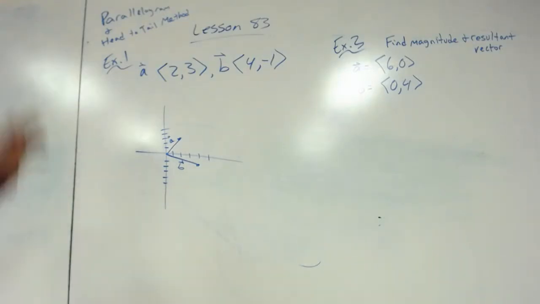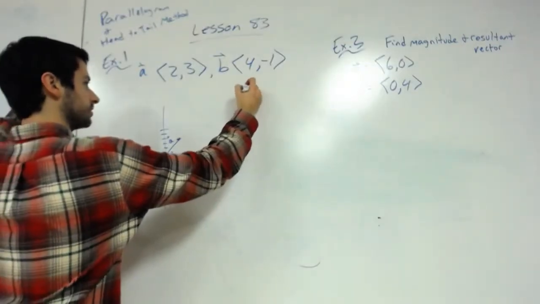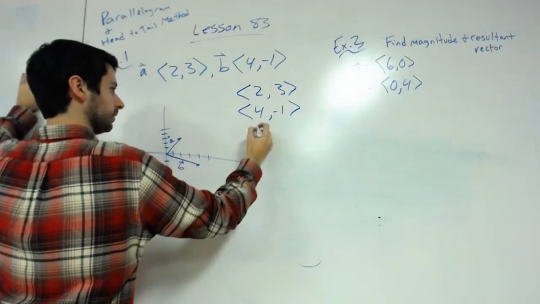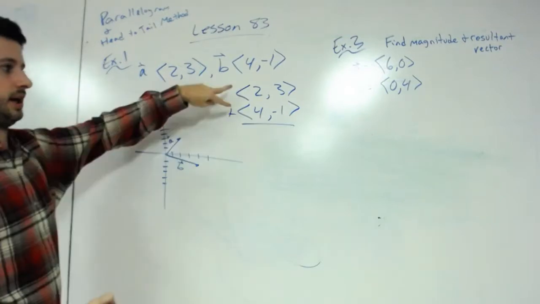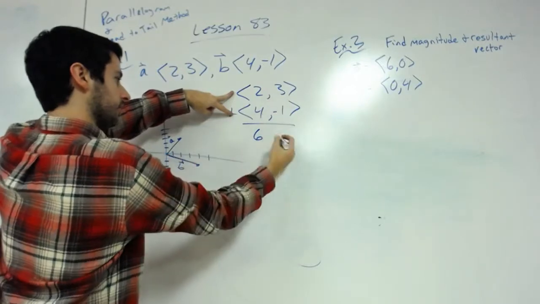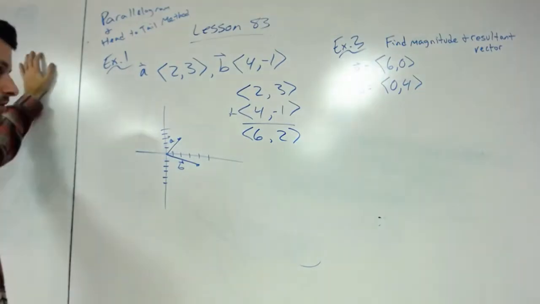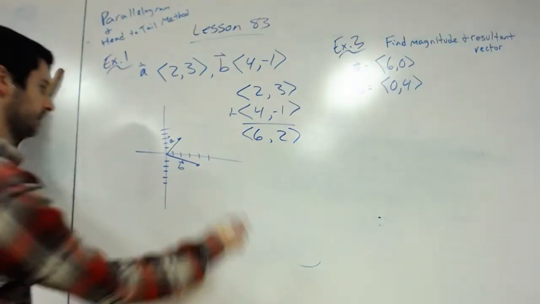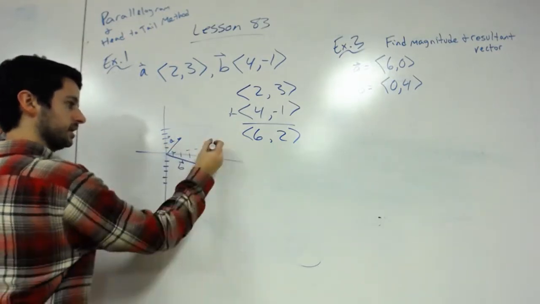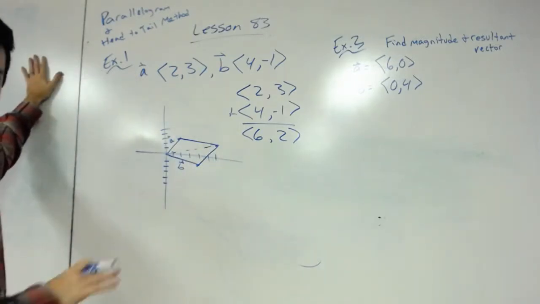to solve. And literally all you do is you take your two vectors of 2, 3 and 4, negative 1, and you add them together. So I add my x coordinates, and 3 minus 1 is 2. So my resultant vector here is 6, 2. So when I draw that, over 6 up 2, you can see that's kind of the diagonal of the resultant parallelogram. And that's literally it. It's easy.